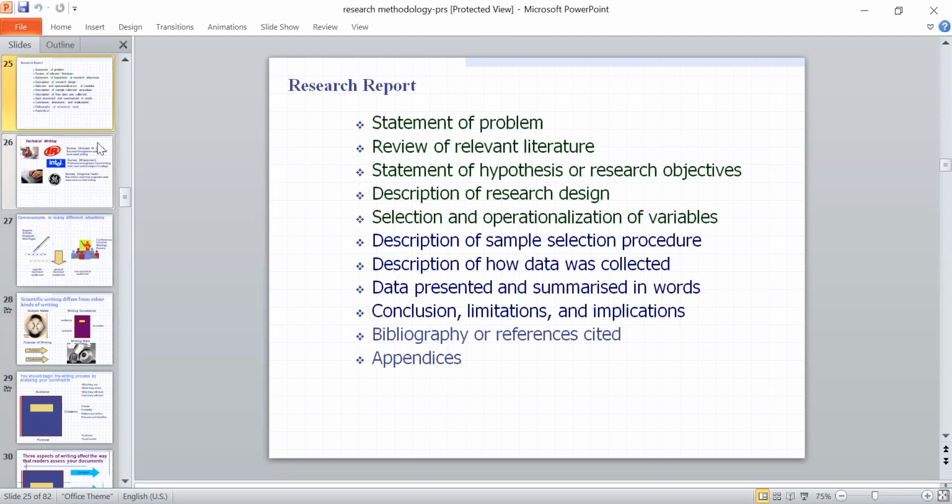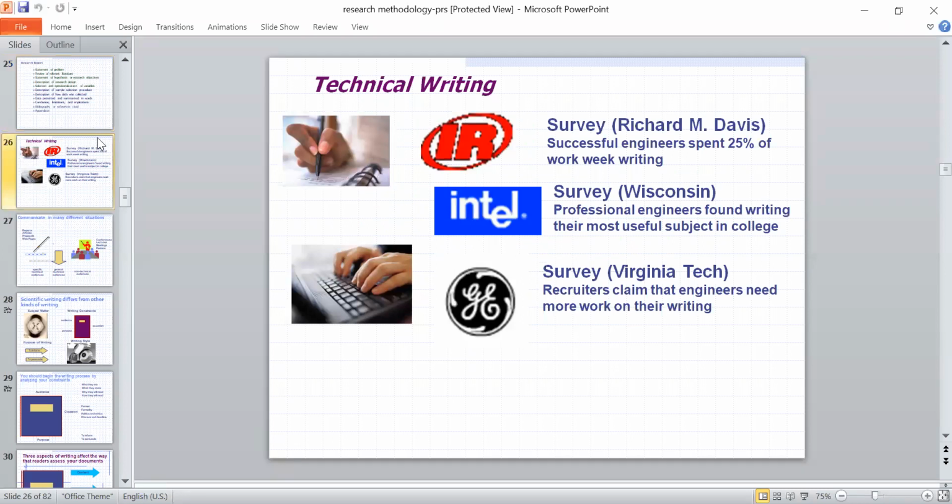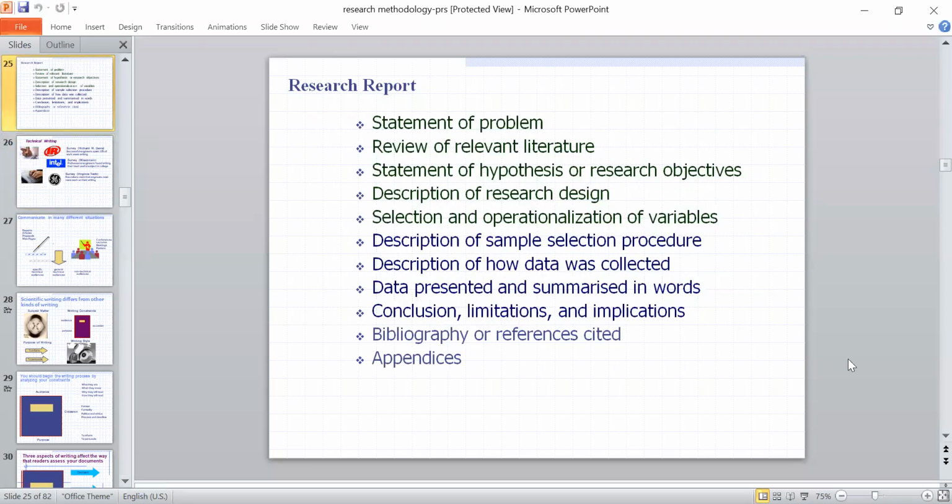So, statement of the problem, review of relevant literature, research objectives, description of research design, selection of operational variables, sample selection procedure, how data was collected, data presented and summarized in words. Conclusion, limitation, and implications, references. These are the major important things.